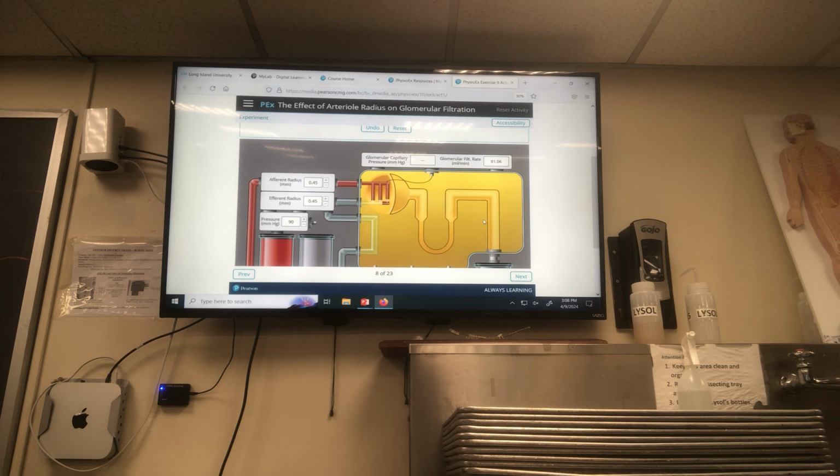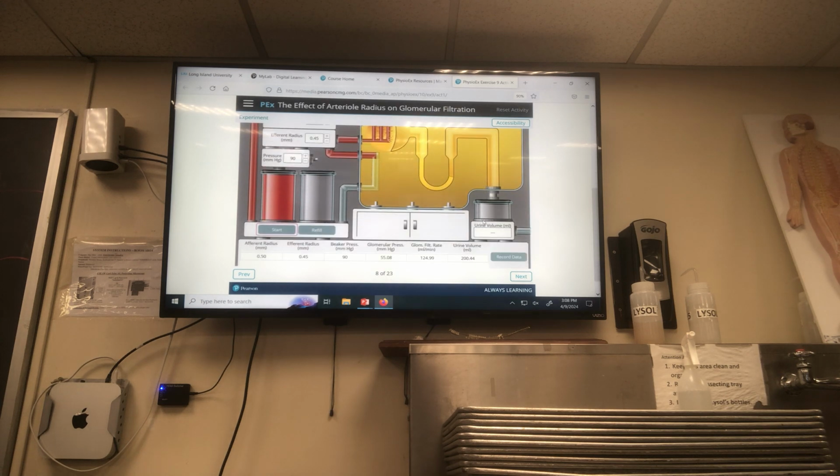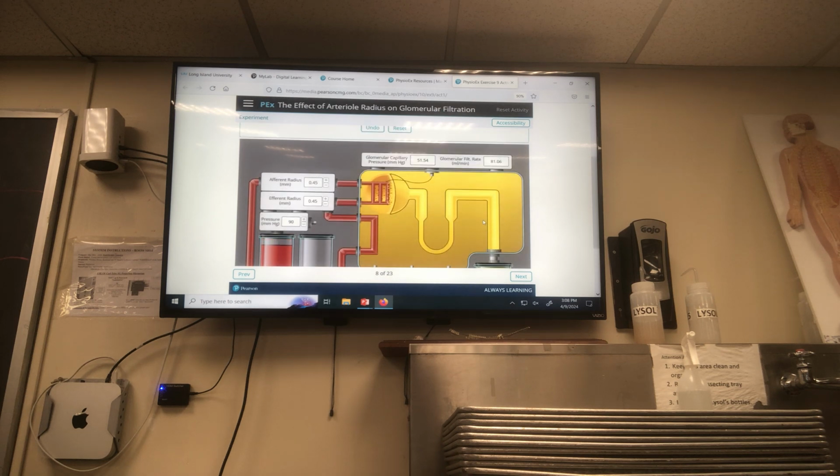So the efferent is still the same? Yeah, it's still the same because we are measuring the effects of the afferent arteriole radius constriction, while the efferent is going to be constant because we don't want interference. We're testing one at a time. If you test both at a time, you're not going to be able to tell which one affected the result. So then in the end, we're going to come back to the efferent, but we're going to keep the afferent constant. Very good.